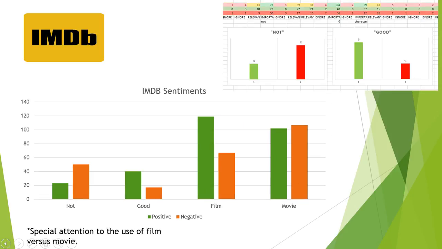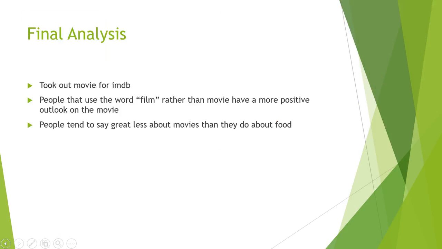For IMDb, we looked at good and not as well. However, great wasn't something that popped up a lot, so people tend to use good for movies. And then we also keyed into two different words, film and movie. As you can see, film is used more for positive sentiments, whereas movie is pretty evenly distributed between positive and negative. So movie is something that we would have omitted, but we wanted to compare it to the word film to show the differences in the sentiments.